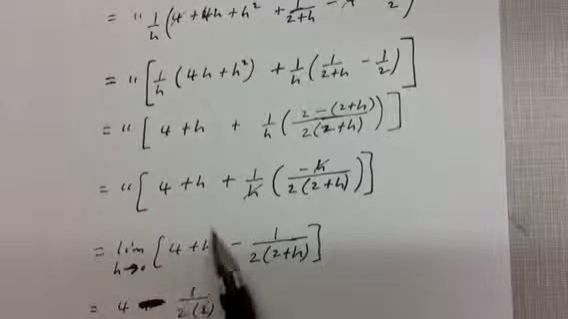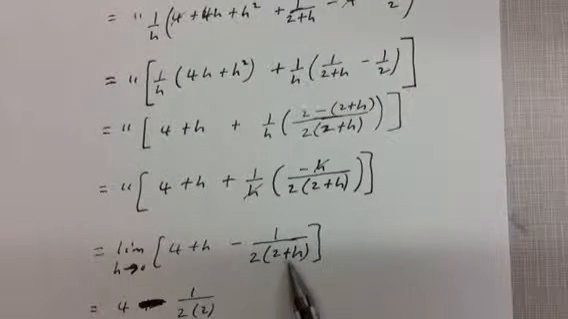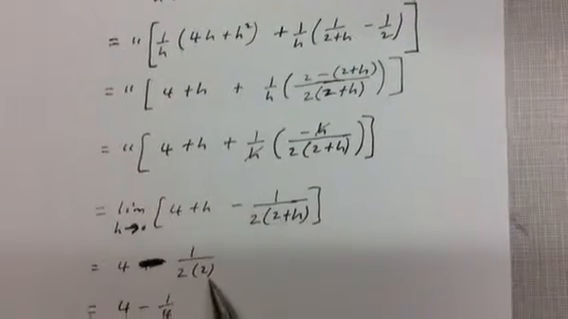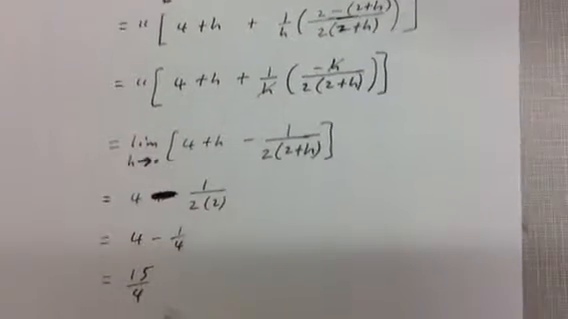And the limit as h approaches 0, well, this ends up being 4, and this ends up being 1 over 2 times 2. Okay? And you get 4 minus 1/4, which is 15 over 4.